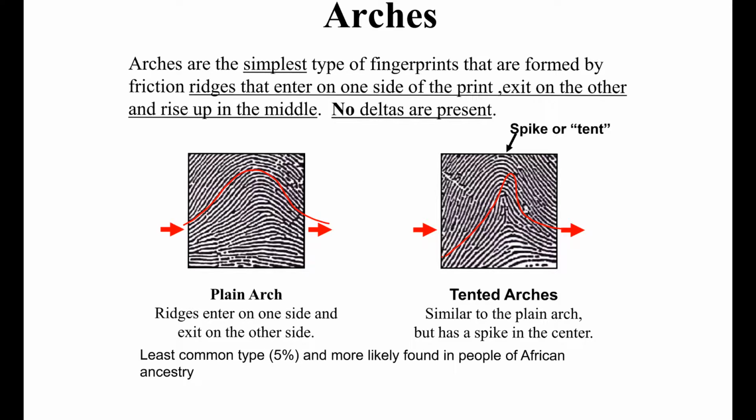Another thing that tented arches have is this spike in the middle. So I'm going to try and draw it in for you right here. That would be the spike in the middle. Notice that your plain arch does not have that feature. Another interesting thing about arches is we know it's the least common type. Only about 5% of people have this, and it's more likely to be found in people of African ancestry.